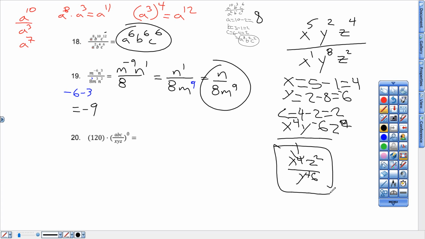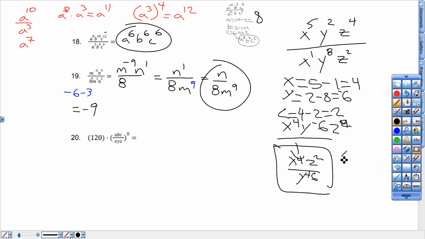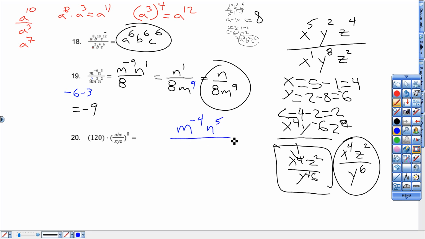And let's write this nice and neat so you can look at it later. So you got x to the 4th, z to the 2nd, and then y to the positive 6. Good job, bro. All right, let's give you one of these guys. Let's give you m to the negative 4, n to the 5th, over 7, m squared, n squared. Try that one right there.